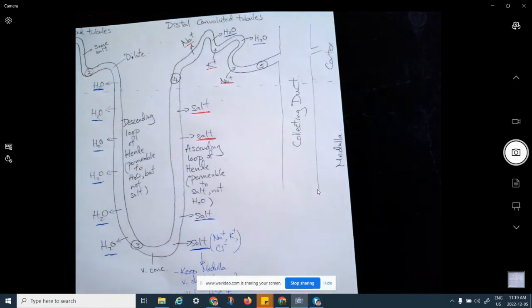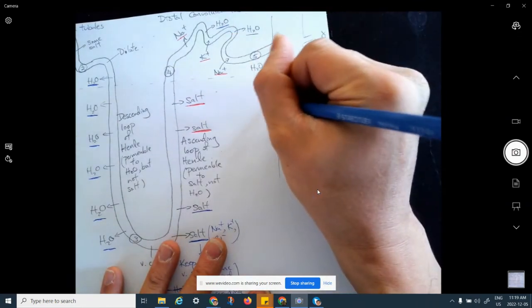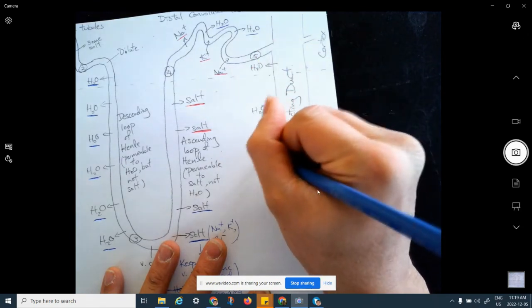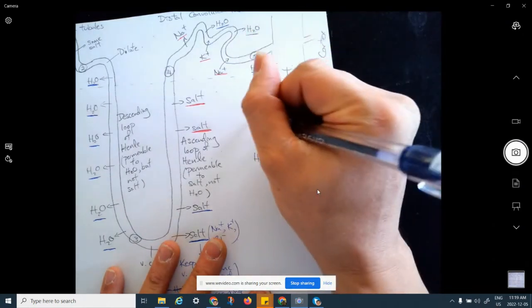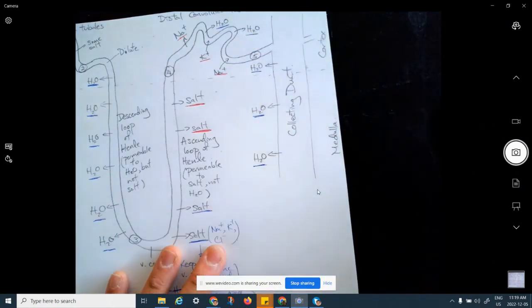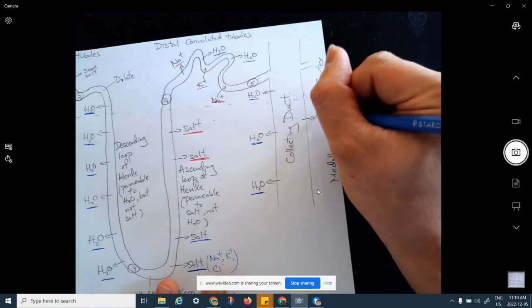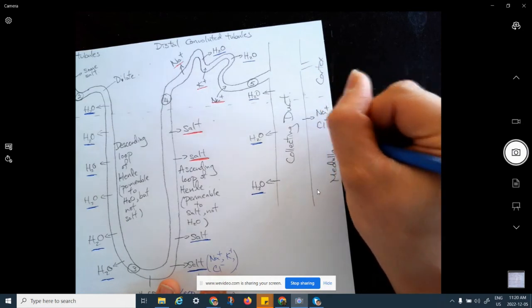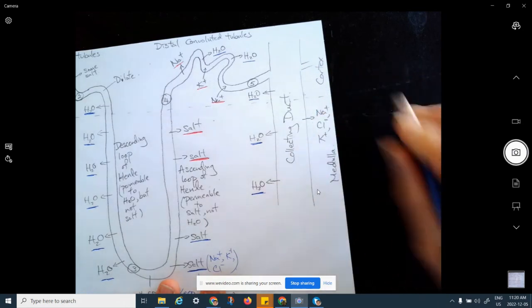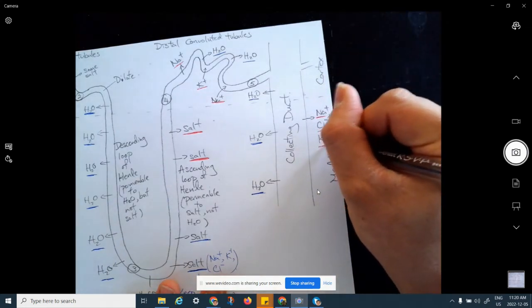And in the collecting duct, it's really the last little bit of reabsorption, mostly water. Okay, mostly water, and the water is absorbed by osmosis. So it's passive. You also have a last little bit of salt reabsorption, and those are active transport. It gets pumped out.